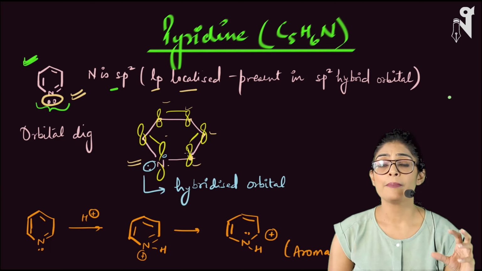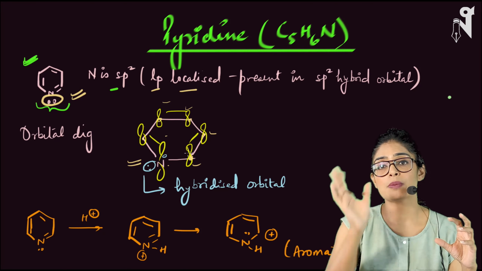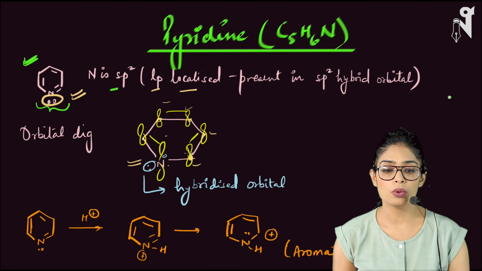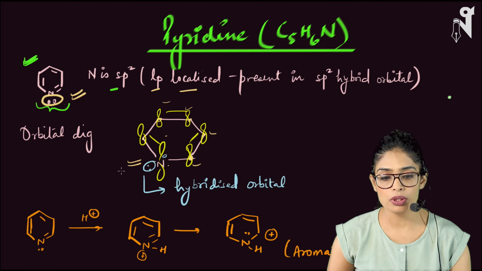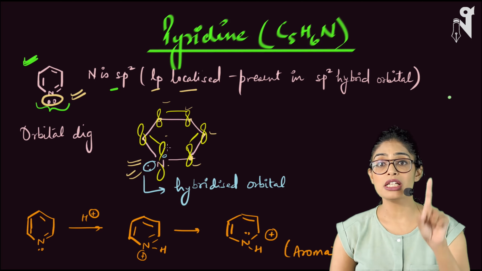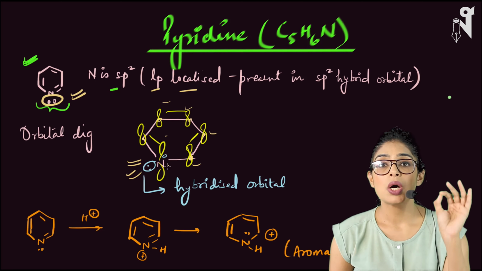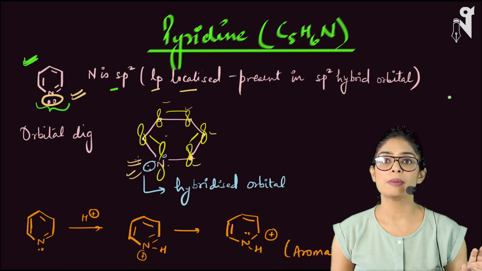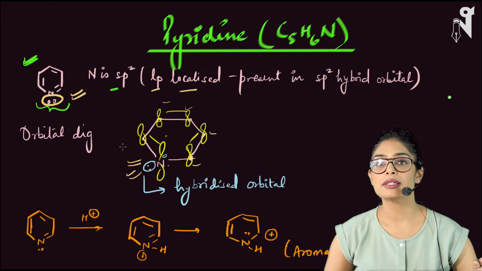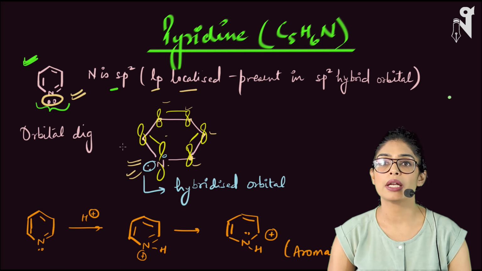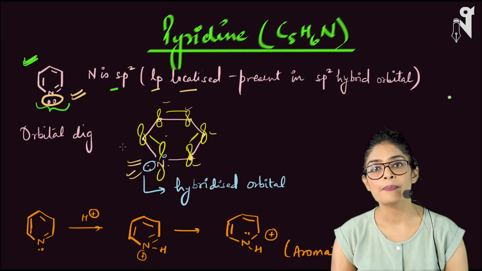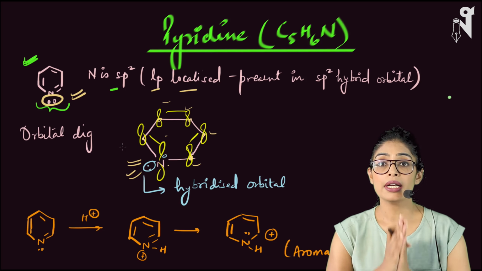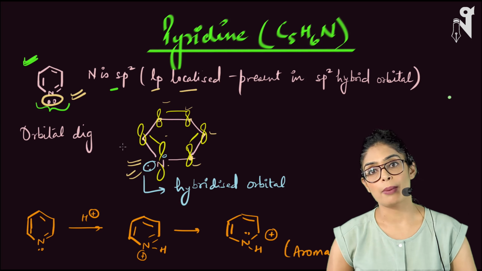So this lone pair and the p orbitals, which are participating in the resonance, are in perpendicular planes with respect to each other. The lone pair is in the same plane as the compound, and the p orbitals participating in the resonance are in the perpendicular plane. So the lone pair is not participating in the resonance, it is not parallel to the other p orbitals. Secondly, this is a hybridized orbital. So this lone pair, again and again I am telling you, is not part of the aromaticity.